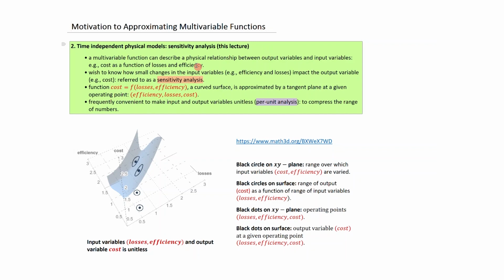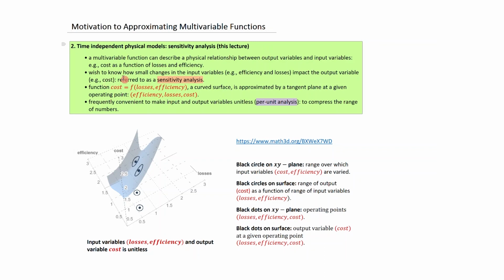So that would be, for instance, if you're designing a power supply, efficiency would be important because essentially higher efficiency means less heat and also a lower operating cost. Losses basically are things typically that go into heat.